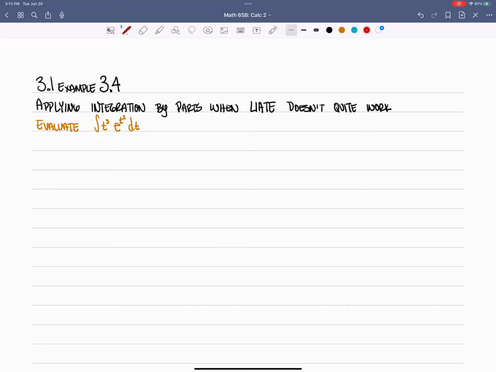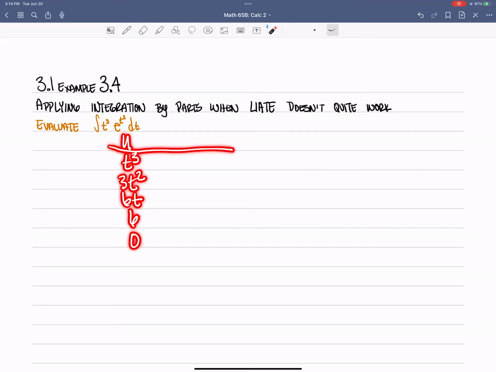But in this case, we can't really use this, because what we would do is look at log, we don't have that. Inverse trig, we don't have that. Algebraic, we have it. And if we let u equal t cubed, there's really not much of a problem here. It ends up going to 0, but the problem we come across is when we get dv, leaving this as e^(t squared) dt.